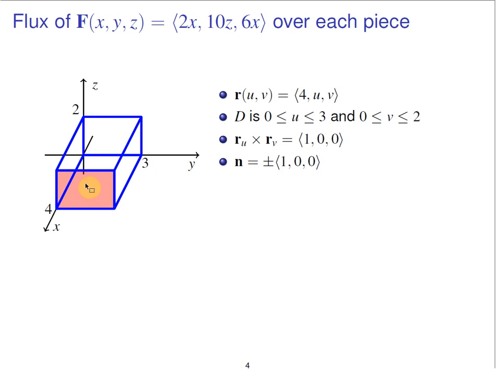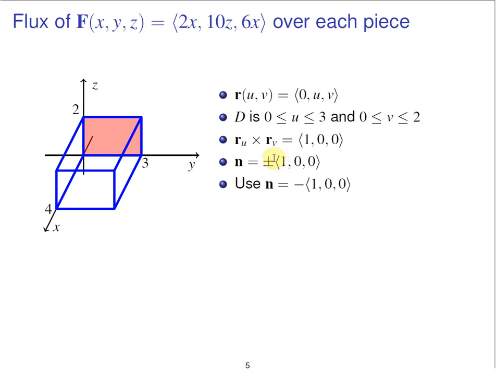Which one do you use? You've got to look at the picture to determine. So in this case, the outward vector, we're going to use this 1, 0, 0. Same deal here. The cross product itself for the back, you get 1, 0, 0, but which vector do you use? Well, the vector points that way, so we need the negative here.